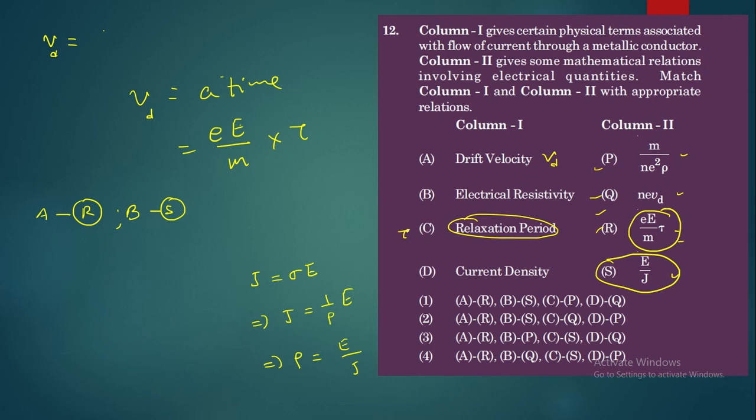What is the relaxation period? Suppose we do not remember this. Let's move on. A more familiar term is current density. So what is current density? In terms of drift velocity, we can remember that the current density is equal to the number of electrons per unit volume, times e, times drift velocity. So this D is equal to Q. So the C would be equal to P. So A-R, B-S, C-P, D-Q. I think this is option 1. I hope this is clear. Let's move on.